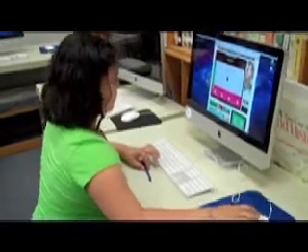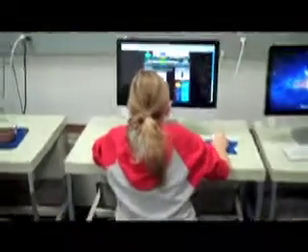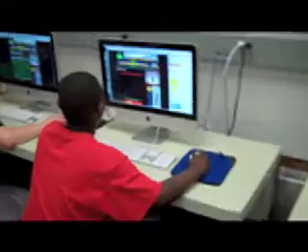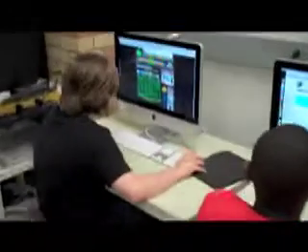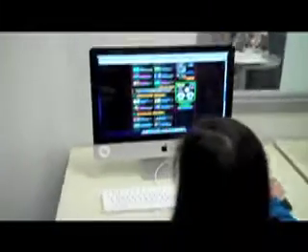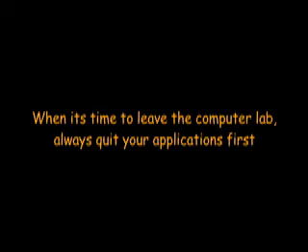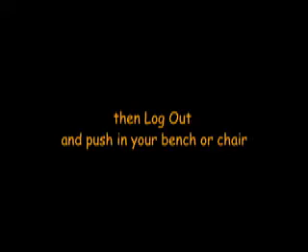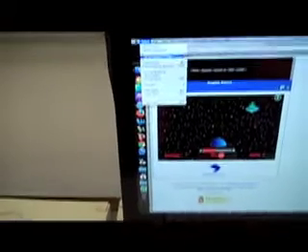When you're working in the computer or mini lab, please use a quiet voice and don't touch another student's computer. Remember, you cannot go on to personal websites on a school computer. If you go to an inappropriate website, you can lose your computer privileges for up to 1 month. And if you accidentally come across a website that is inappropriate or makes you feel uncomfortable, let an adult know right away. When it's time to leave the computer lab, always quit your applications first, then log out and push in your bench or chair before you leave.